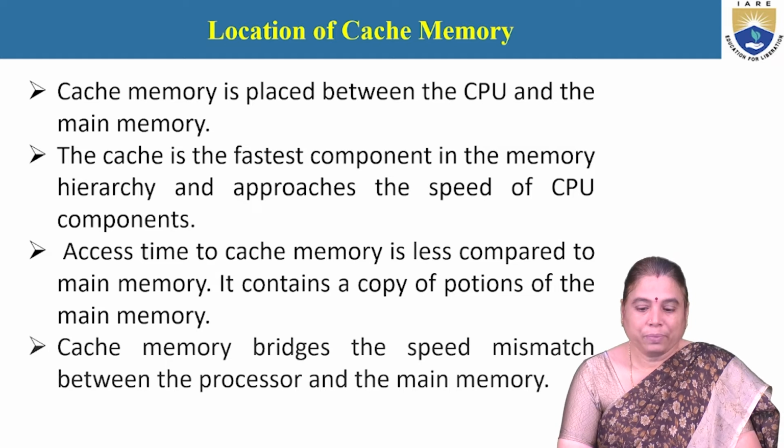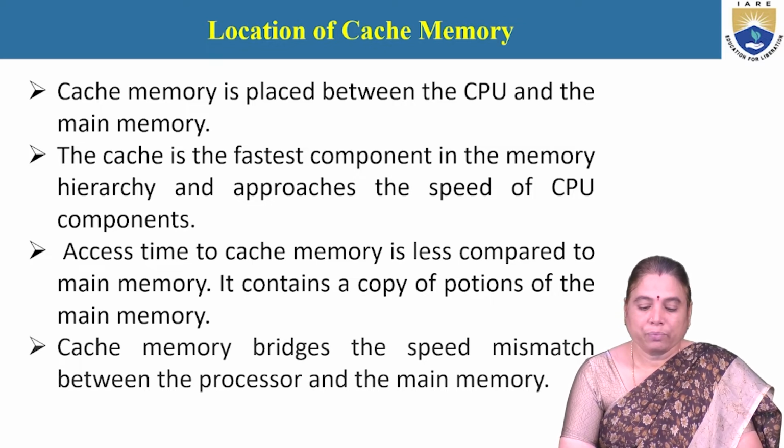So cache is placed between the CPU and the main memory. Cache is the fastest component in the memory hierarchy and approaches the speed of CPU components. Access time to cache memory is less compared to the main memory. It contains a copy of portions of the main memory. Cache memory bridges the speed mismatch between the processor and the main memory.